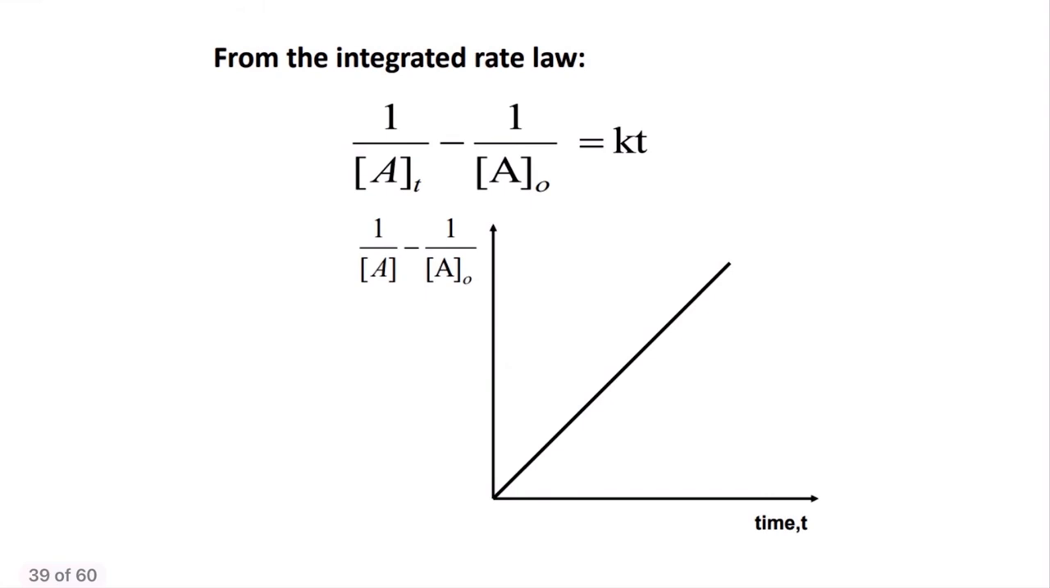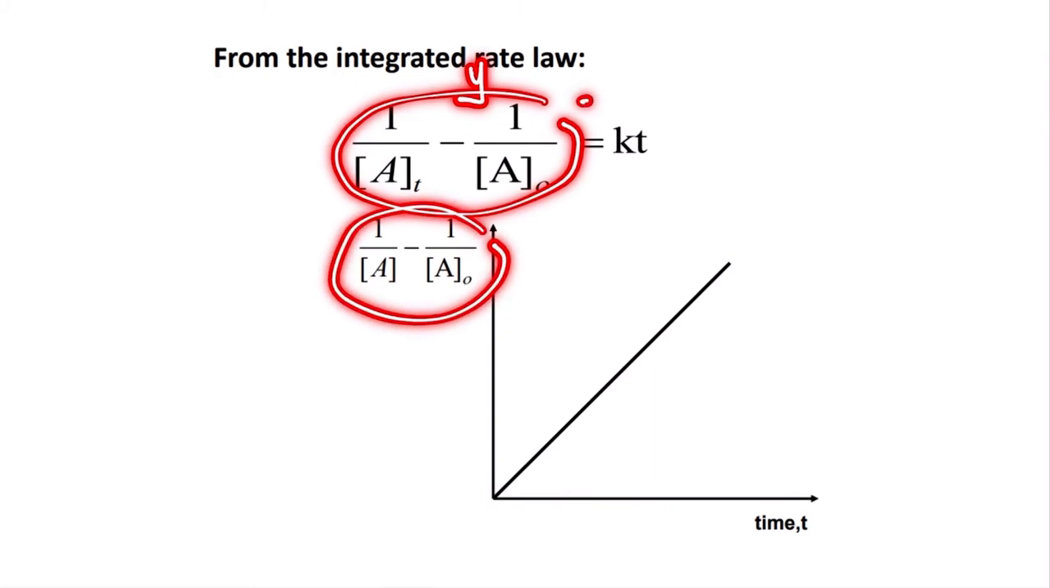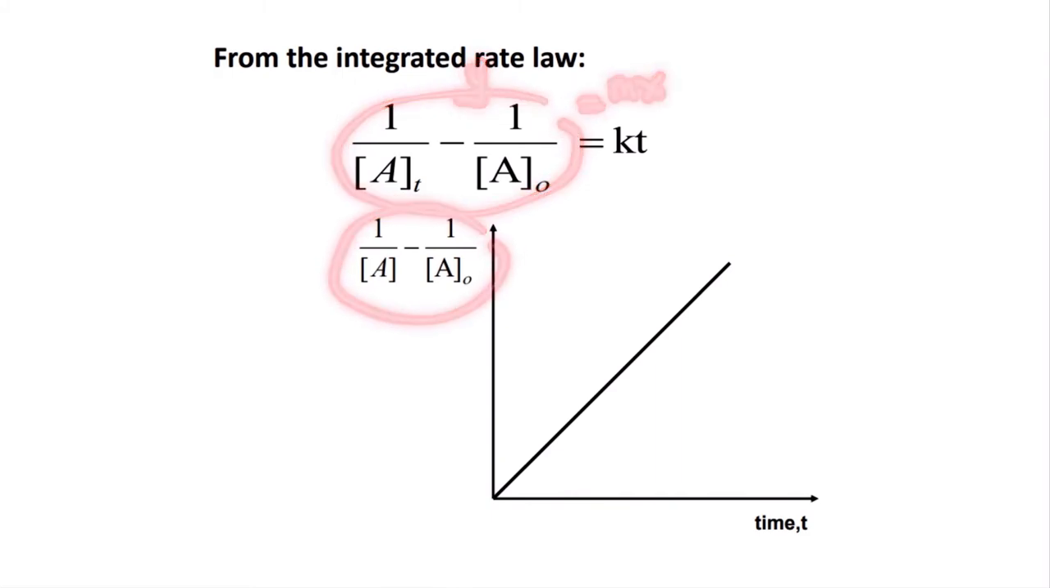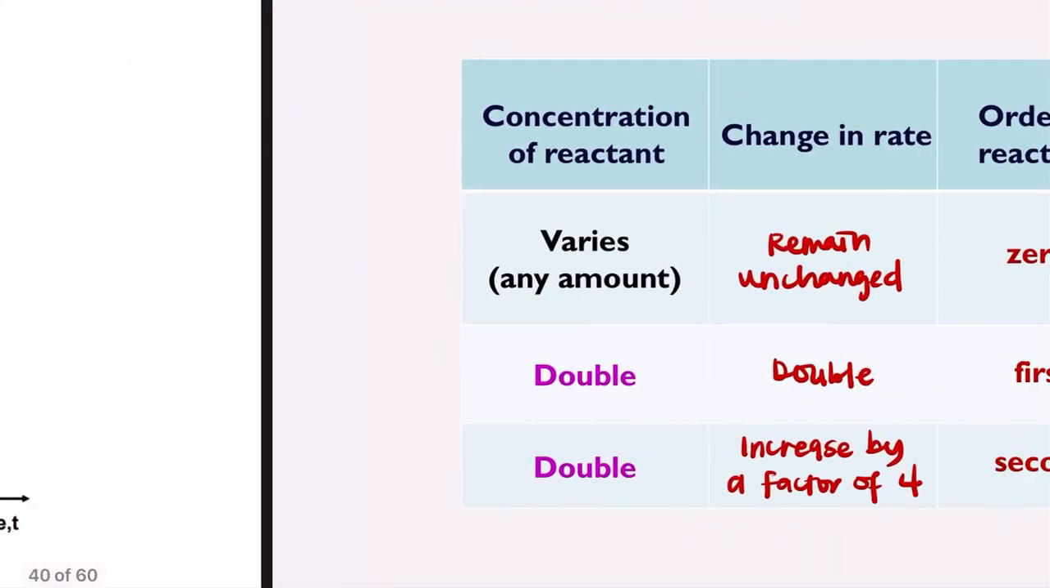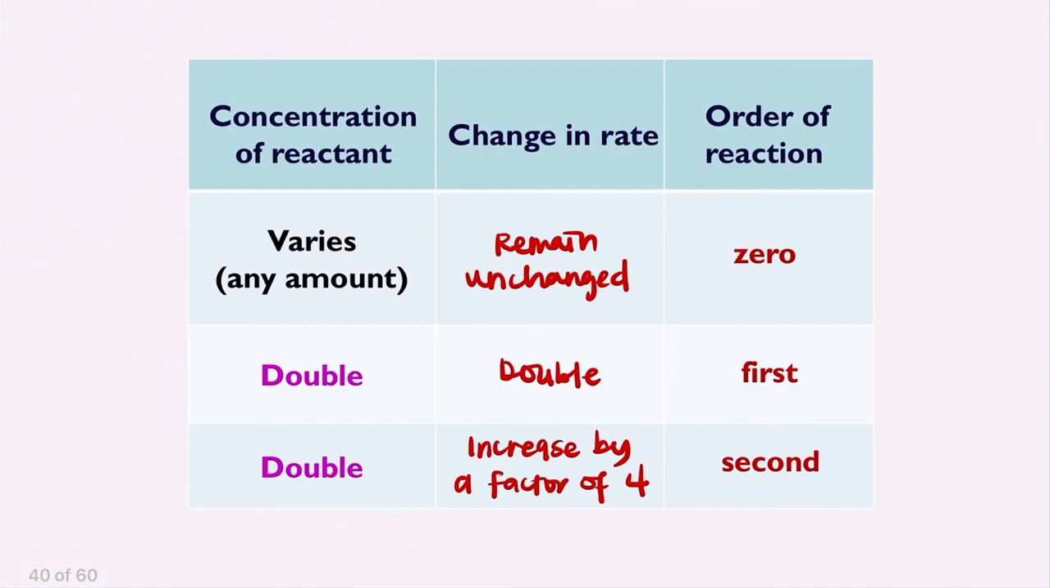Alright, so this one is the same. This whole term will be Y, equals to MX. So your C is actually 0 here. That's why it doesn't show, there's nothing written here. Alright, so your slope, your gradient, will be your rate constant. Okay, so this is for you to test yourself. Hopefully you try it yourself and you should get these answers.